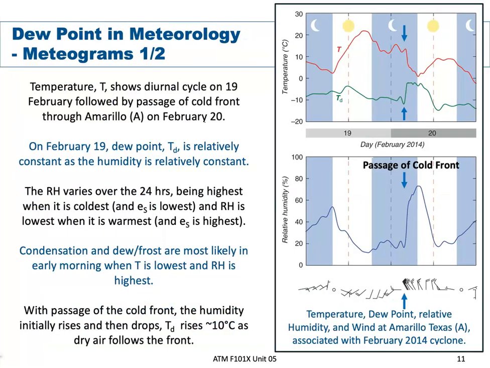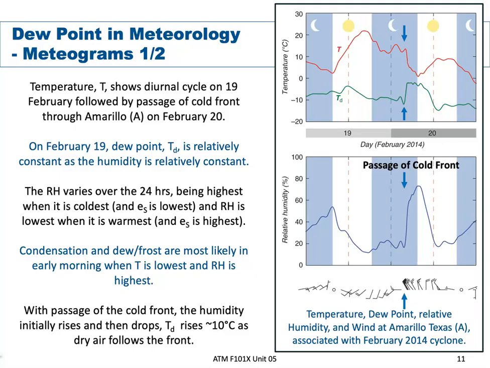The meteograms from Amarillo show the temperature, dew point temperature, and relative humidity over a 2-day period. The passage of the cold front early in the morning of the 20th of February is indicated by the blue arrows. On the 19th of February, we see a diurnal cycle in temperature, while the humidity indicated by the dew point stays relatively constant. The relative humidity varies due to the change in temperature. The relative humidity is highest in the early morning when it is coldest and the saturation vapor pressure is lowest.